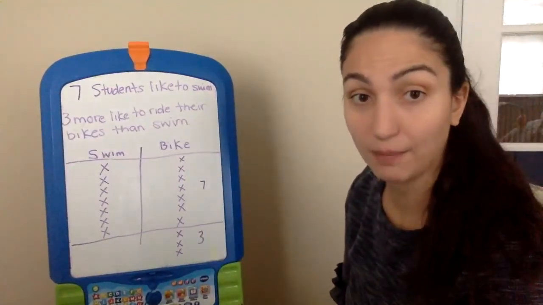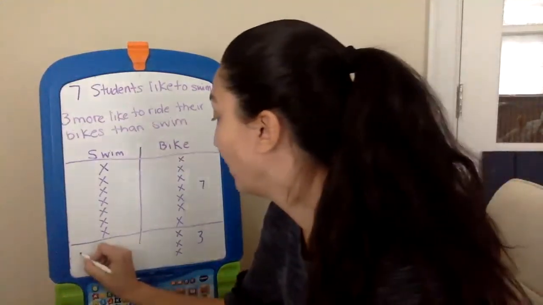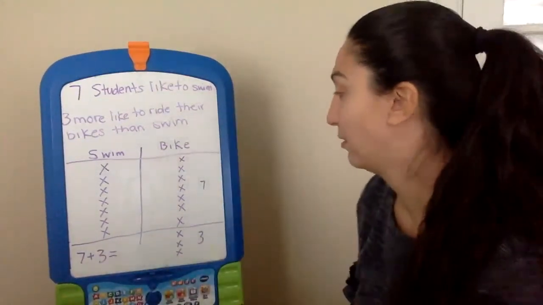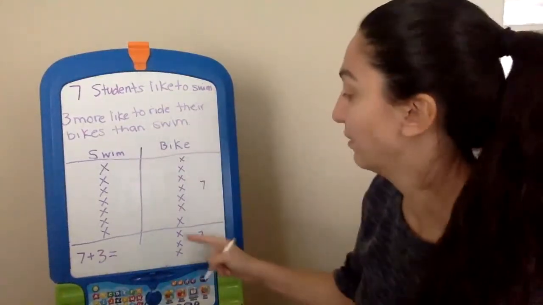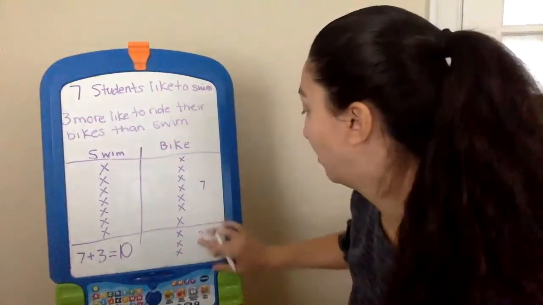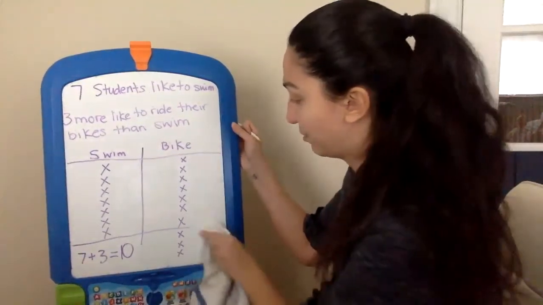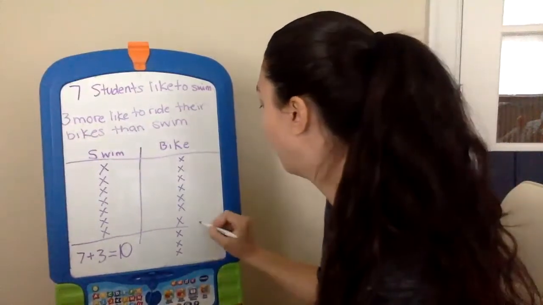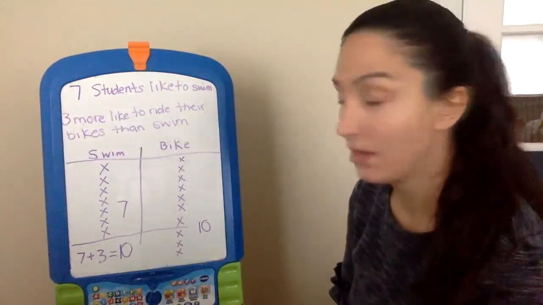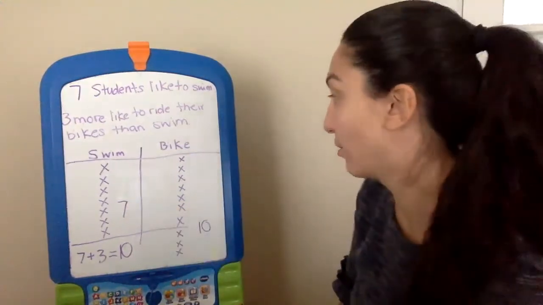I can come up with an equation. My equation would be 7 plus 3 equals. I can count on 7, 8, 9, 10. So 10 people like to ride their bike. So my total number for this side is 10, and my total number for this side is 7. We know that there are 3 more on this side, so that is correct.